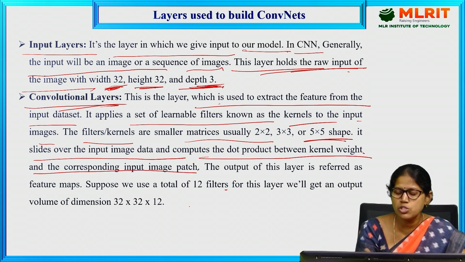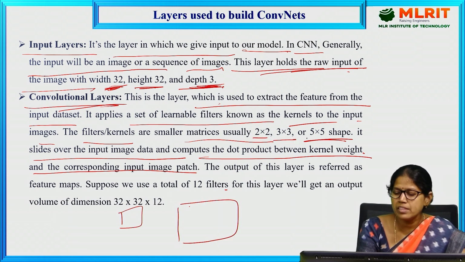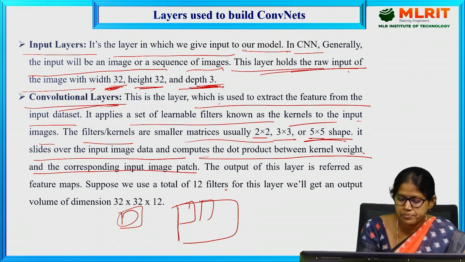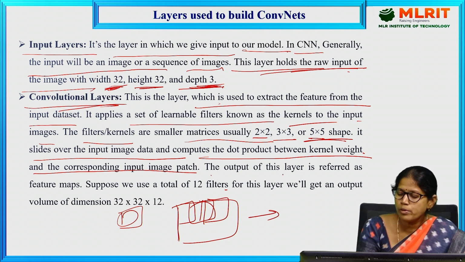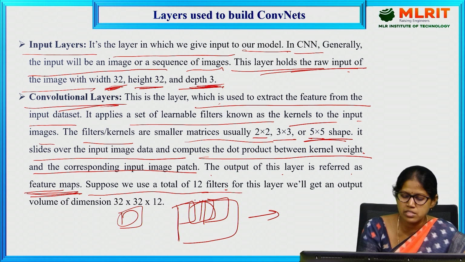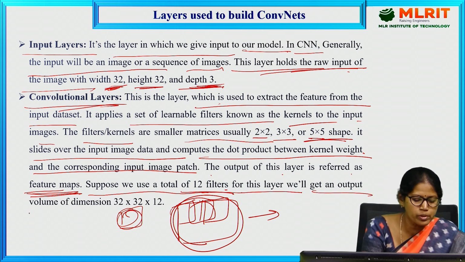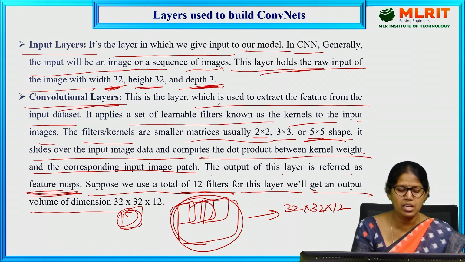corresponding input image patch. For example, this is the image matrix, and we will take a 2 by 2, 3 by 3 or 5 by 5 kernel. This kernel will slide over our entire image and it will extract the features from this image. The output of this layer is referred to as the feature map. Whatever output will come, that is called the feature map. Suppose we use a total of 12 filters. For this layer, we will get an output volume of dimension 32 by 32 by 12.